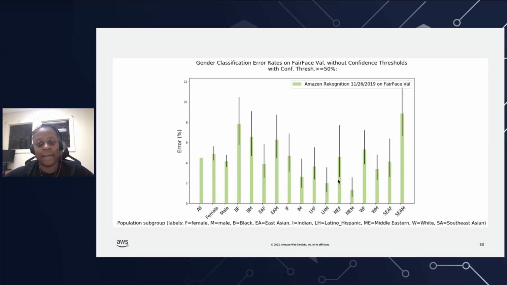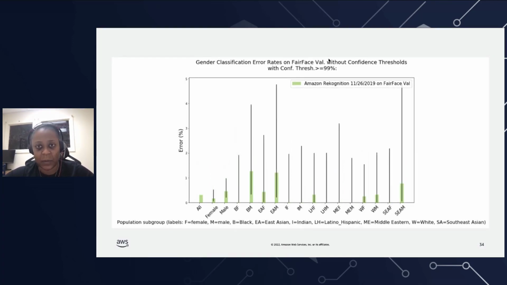And this is a confidence threshold of 50%, by the way. So if I were to raise that confidence threshold to something really high, like 99%, remember when I was telling you earlier, if you set that confidence threshold really high, you're going to get fewer responses. So you'll see much less data listed here.